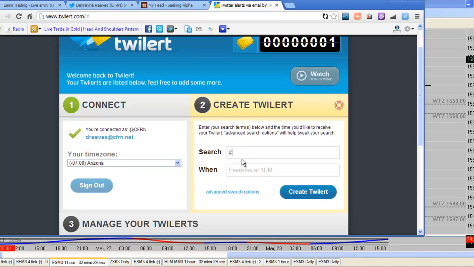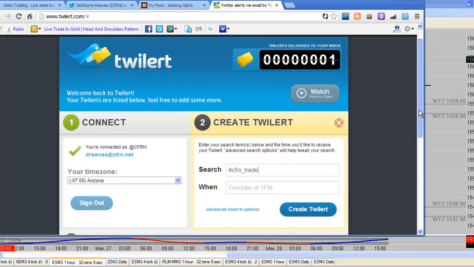Except I'm not going to do caps. Or does this thing make everything caps? No. Okay. This is my first tutorial video. CFRN underscore trade. So when you go to set up your Twilert, this is what you need to do.